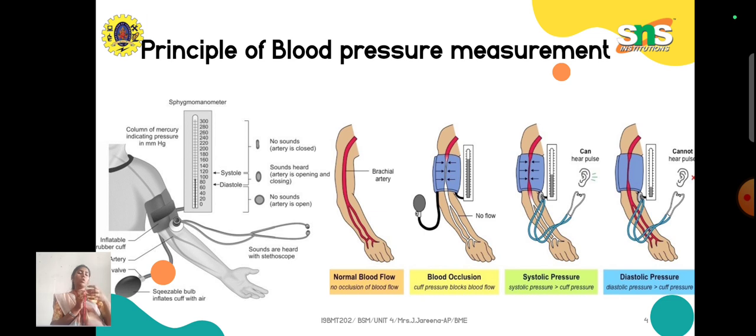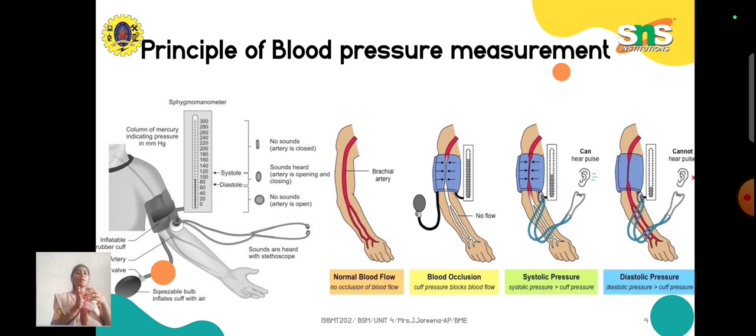What is happening now is that the cuff has started to deflate. Before, it was shrinking your blood vessels due to the high pressure. Now, since the pressure is getting released, the blood vessel slowly regains its original size.